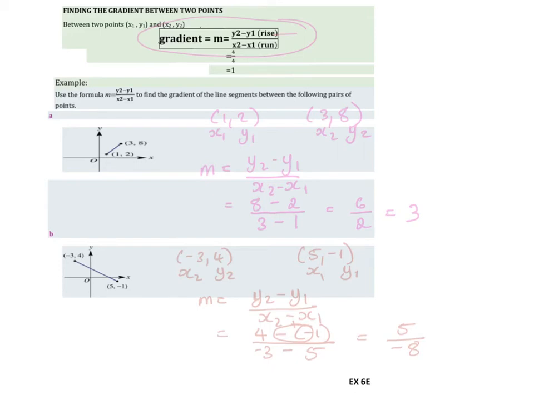This method can be used in the previous examples where we used rise over run. As long as we've got 2 points on the line, then y2 minus y1 over x2 minus x1 can be used.